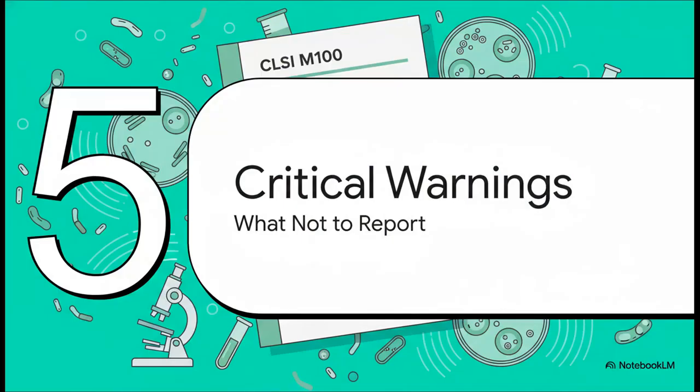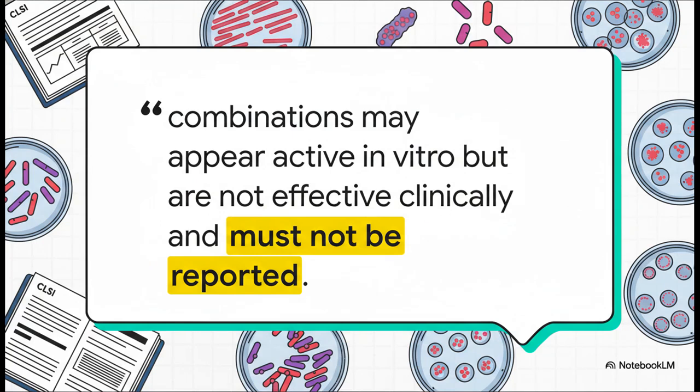All right, let's move on to what might be the single most important part of the guidelines, what the lab must not report. These are explicit warnings to stop the use of drugs that might look good on a plate but are clinically useless. CLSI couldn't be any clearer here. This quote says it all. There are specific bug-drug combos that can look susceptible in the lab but will fail in a patient. They must never, ever be reported as susceptible.